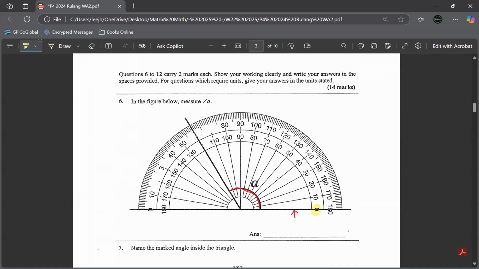So from zero here, we are going to read all the way up till here. Do you know what this number is? You can see that this is in between 110 and 130, which means this over here is actually 120 degrees. This is not the outer scale. I don't read the outer scale. It's the inner scale. It goes from zero all the way to where the angle stops, which is here. So you have to read your angles very, very properly.